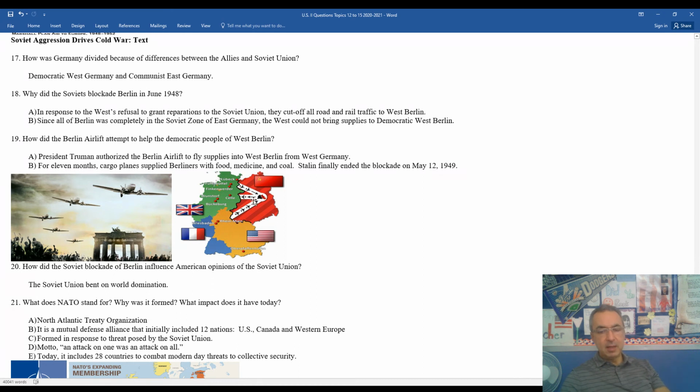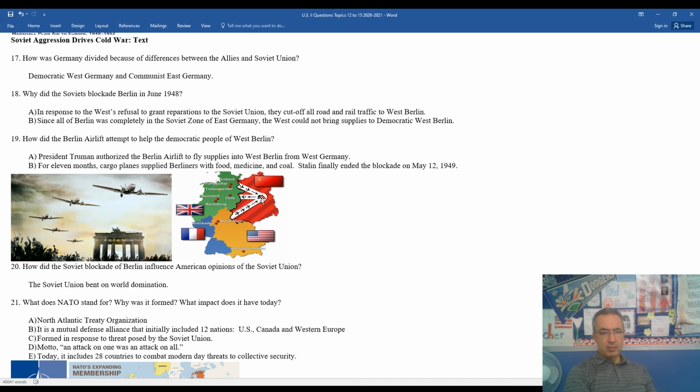But for the time being, they cut off all transit from the western side into the eastern side. So there's no way to get supplies into West Berlin by train or truck, car, whatever it might be, and West Berlin begins to starve. So the United States and our allies come up with what is remembered as the Berlin Airlift to address the issues of the Berlin blockade. So let's take a look at questions 18, 19, and 20.